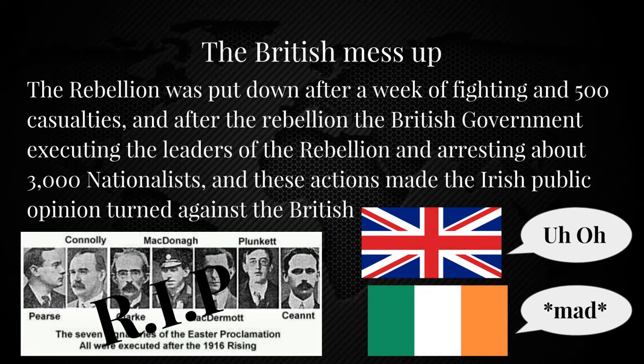After a week of fighting and 500 casualties, the rebellion was put down, and all of the signatories of the proclamation and the leaders of the rebellion were tried and executed, and about 3,000 nationalists were arrested. But these acts carried out by the British government made Irish public opinion turn against them.